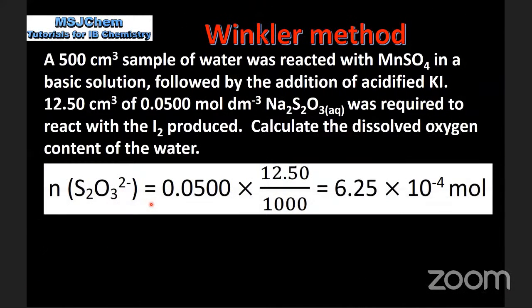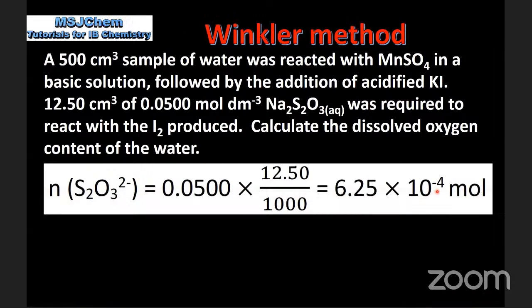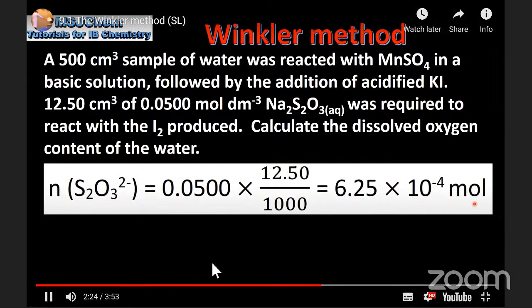So using the equation n equals CV, we multiply the concentration by the volume in decimeters cubed, I think you know how to find the mole kan? Which gives us 6.25 times 10 to the negative 4 moles of thiosulfate ions.